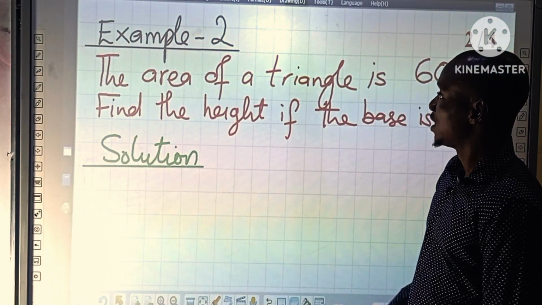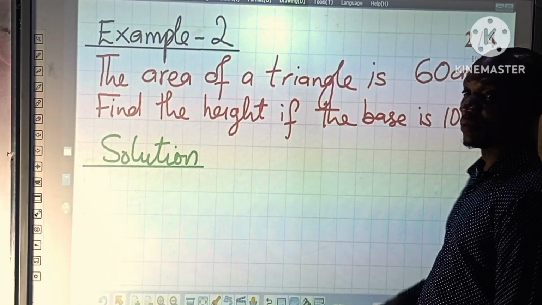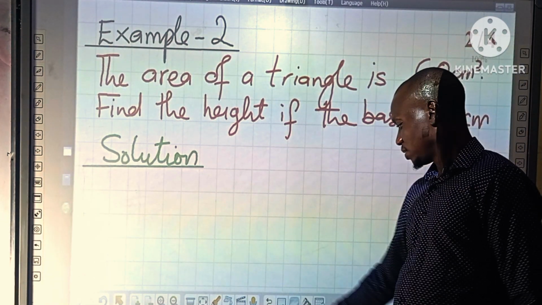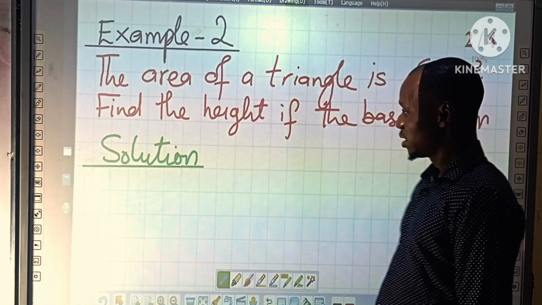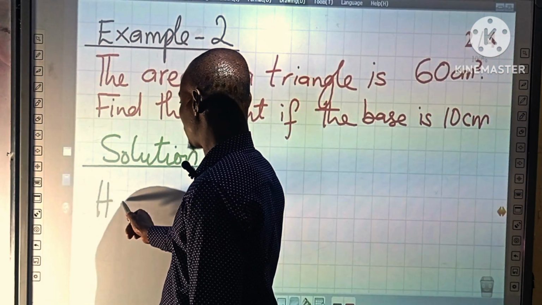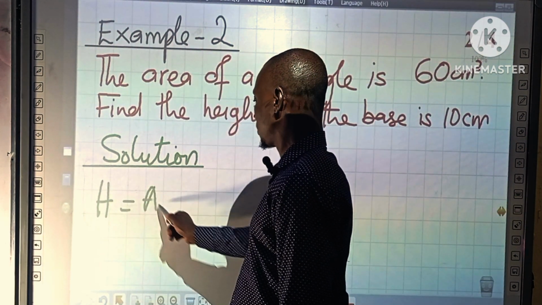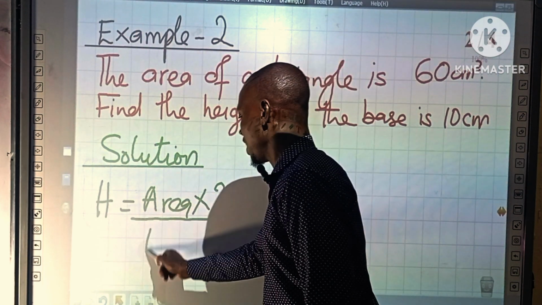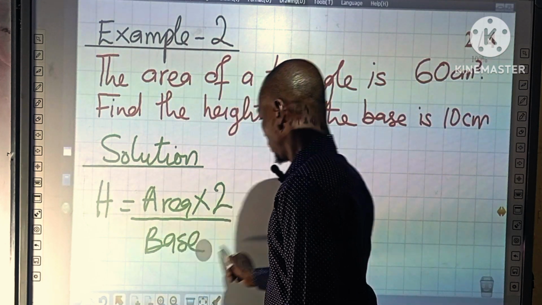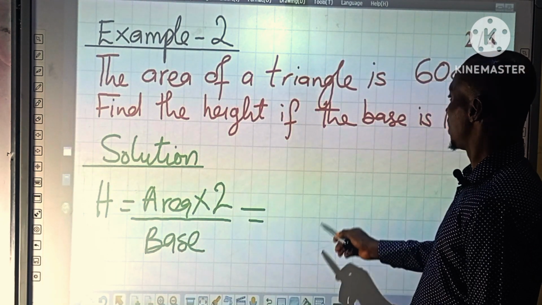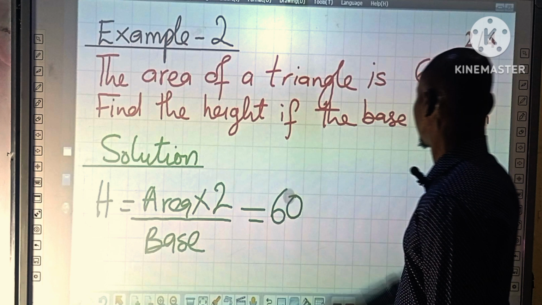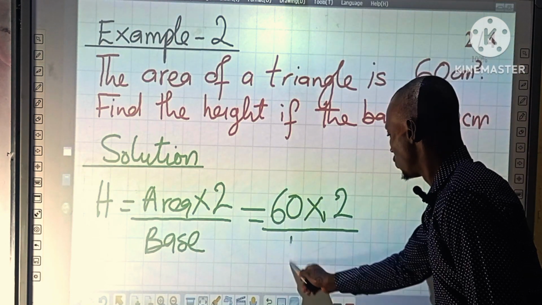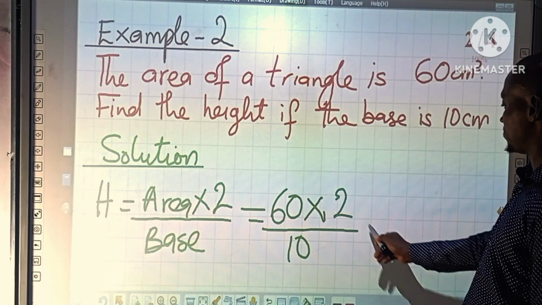The second question is that the area of a triangle is 60 centimeters square. Find the height if the base is 10 centimeters. Height, as we said before, is the area times 2 all over the base. The area from our question is 60 centimeters square. Multiplying it by 2, dividing it by the base, which is simply 10 centimeters.